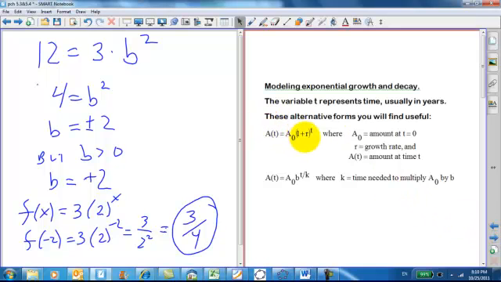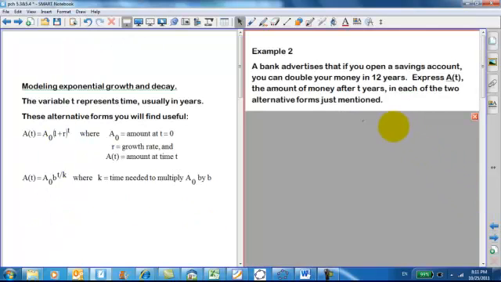Now, there's many different variations on a times b to the x, and what you can do is replace the base with, first of all, something like 1 plus r, so you can have a growth rate. You can also vary your base, or vary the power on the base, so it can fit more seamlessly into an application problem, where a naught, or the initial amount, is multiplied by b to the t over k power, where k is the time needed to multiply by b. And we're going to see this come up over and over again in some of our application problems. For instance here, a bank advertises that if you open a savings account, you can double your money in 12 years. So express the amount of money after t years in each of the alternative forms we mentioned.